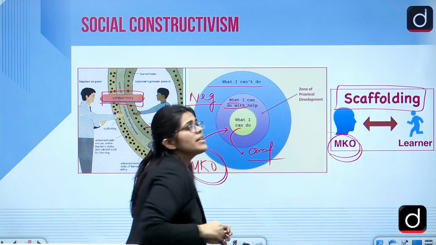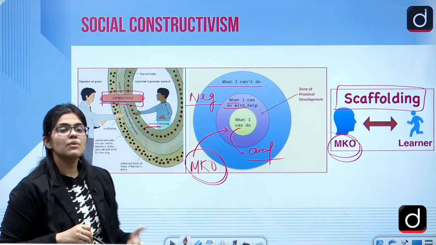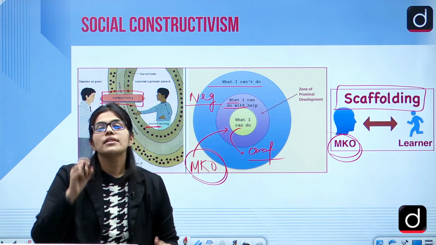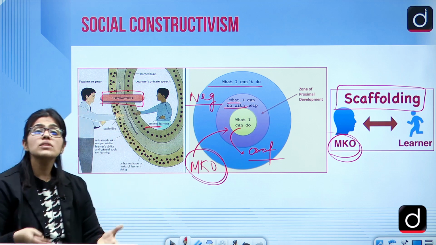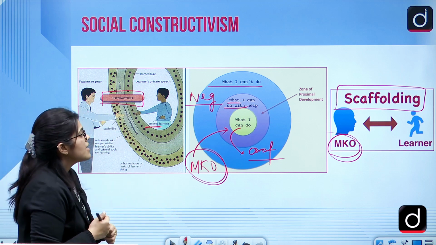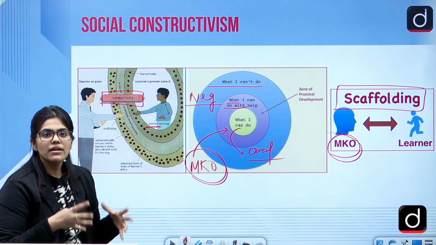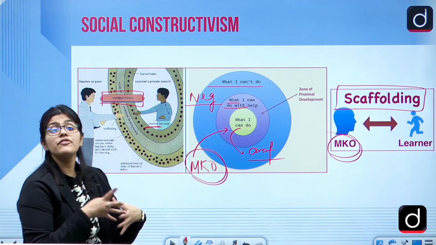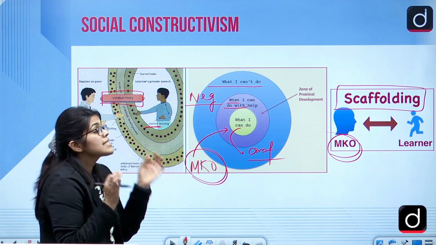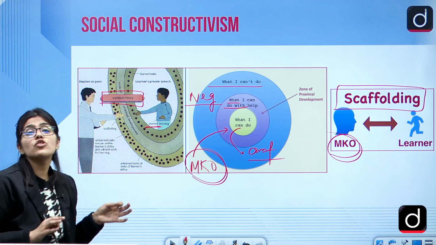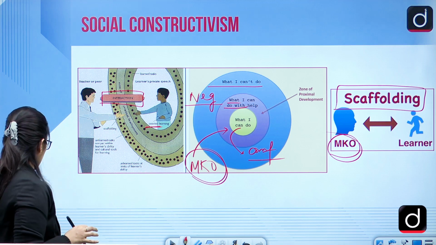Now this learning and this interaction between the MKO and the learner is called scaffolding. Now it is not Lev Vygotsky who came up with scaffolding. There were other theorists who started to talk about scaffolding, but he used that concept, and then he said that the distance between MKO and learner, and the effort that they take to come towards one another, is called scaffolding, and this is the zone of proximal development.